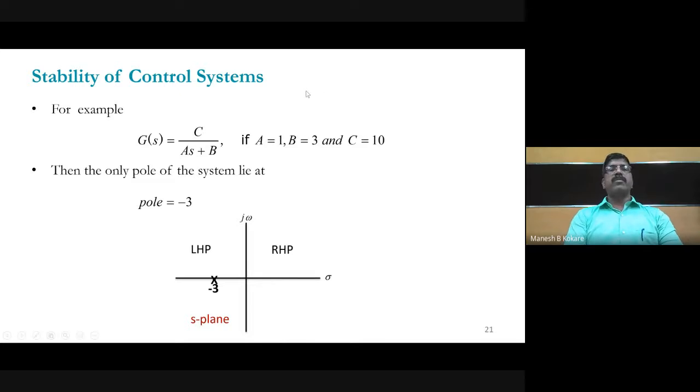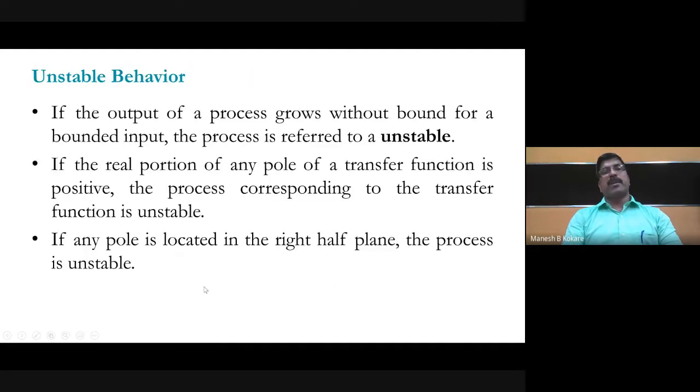Now, for example, g of s is equal to c upon (a s plus b), and if a is equal to 1, b is equal to 3 and c is equal to 10, this will be 10 divided by s plus 3. So definitely there will be one root in the denominator, and that is one pole located at -3. This pole is on the left hand side of the S plane. There is no pole on the right side or imaginary axis. We can directly tell that the system is stable. So this given system is stable because the pole is lying on the left side of the S plane, right?